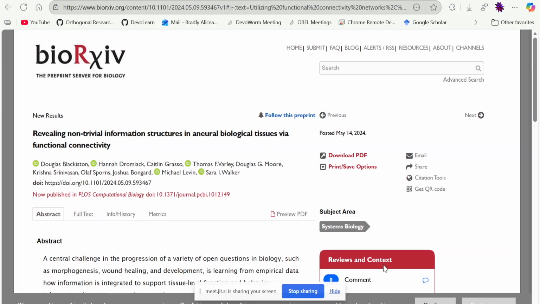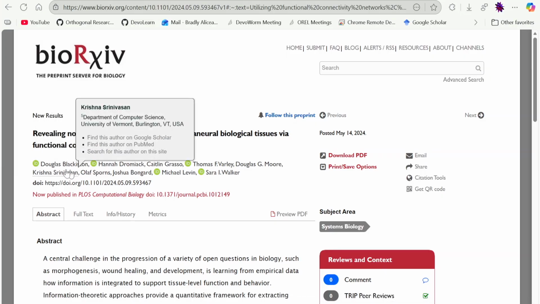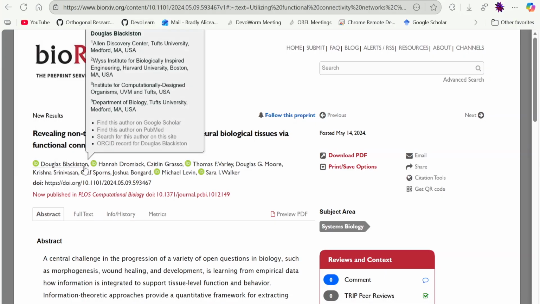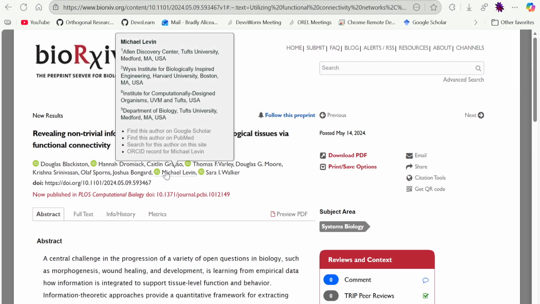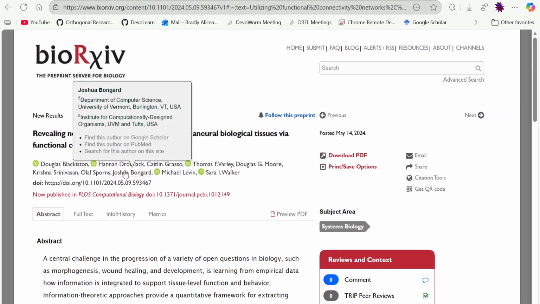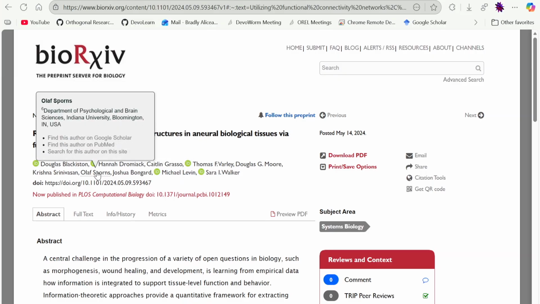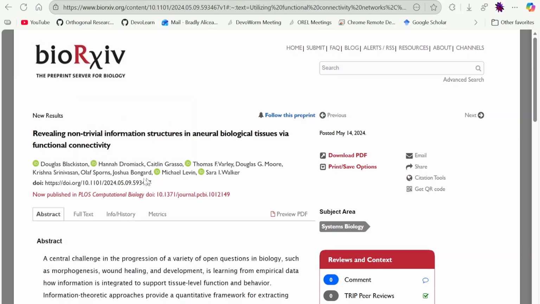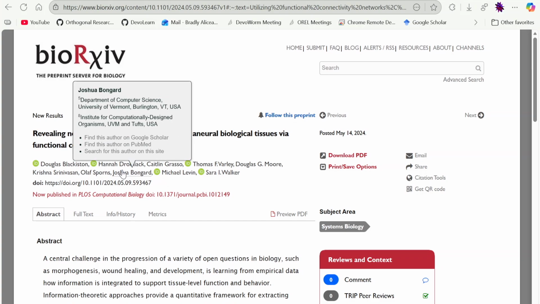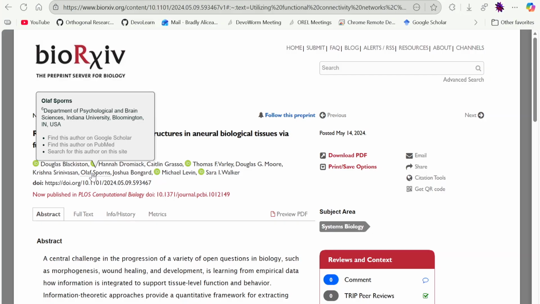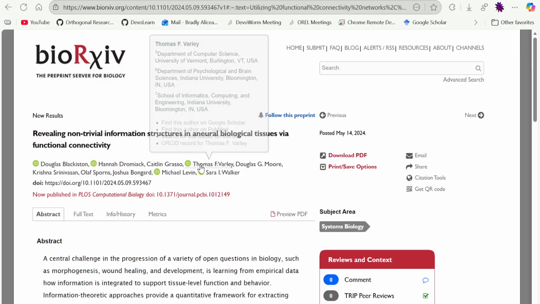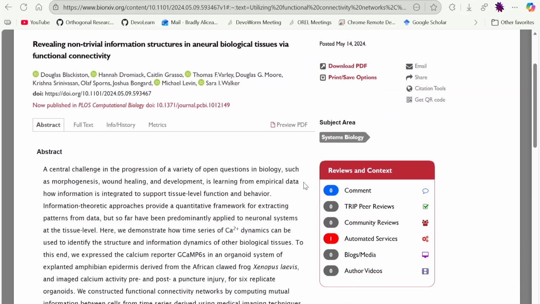So this is by Doug Blackiston, who's from Tufts at the Allen Discovery Center, and works with Michael Levin. It also has Josh Bongard on it, who is doing things with embodied robotics, and Olaf Sporns, who is a networks person. Thomas Varley is an information theory person, and so on.